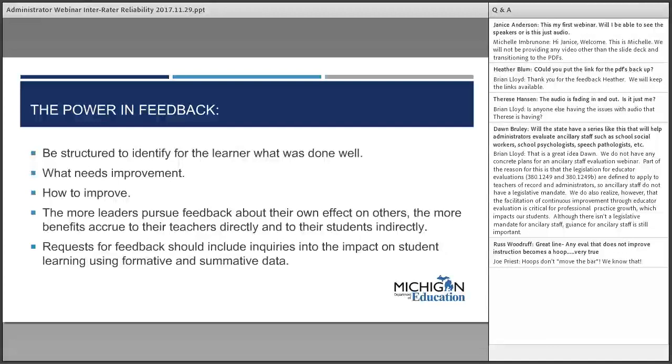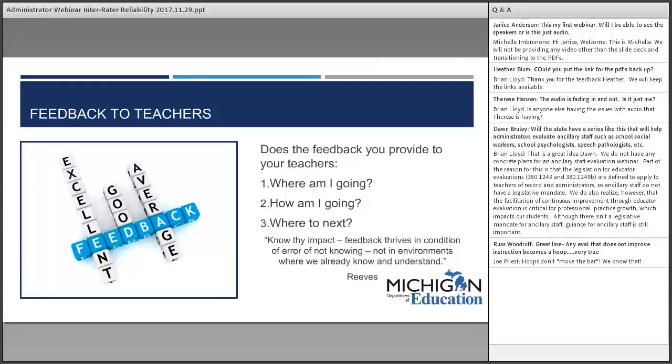Think about when you're calibrating, what are your other PLC or PLT members saying, and are they providing the same type of feedback? Take a moment to be sure that you remain present in your framework language and that it is consistent in your district and what your district framework is using.